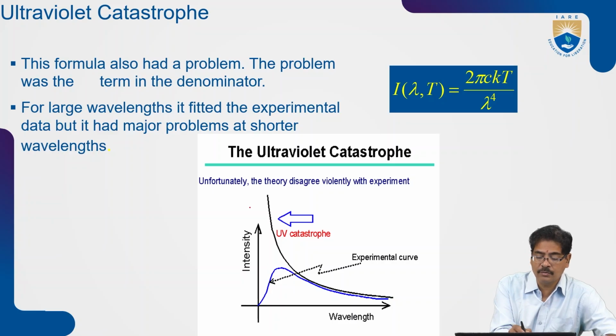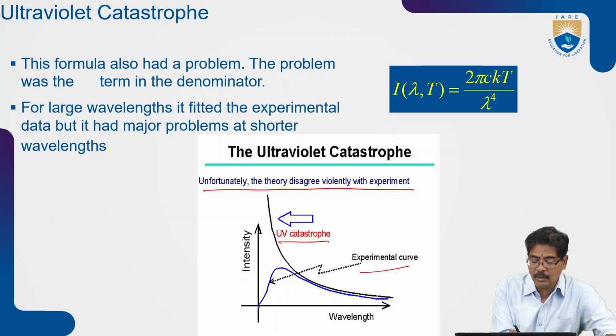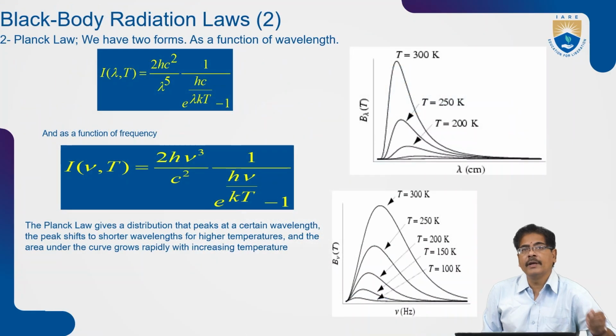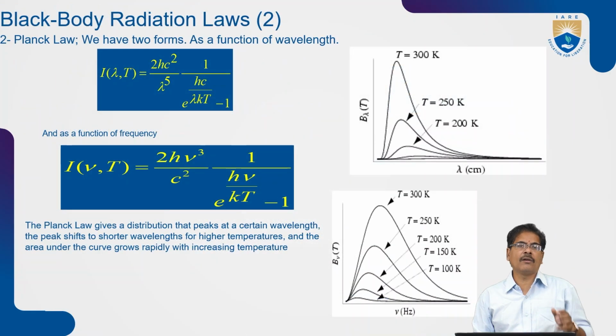The ultraviolet catastrophe. Unfortunately, the theory disagrees violently with the experiment. So this is what the UV catastrophe is, and this is the experimental curve, which is drawn between the intensity and the wavelength of the electromagnetic spectrum. In Planck's theory, if you have blackbody radiation, we have another law called Planck's law.